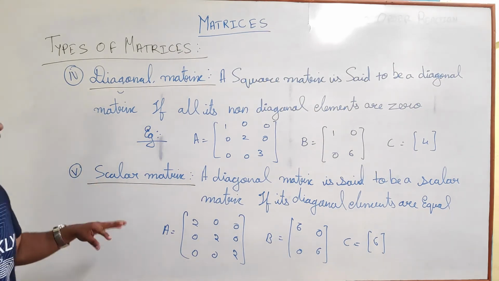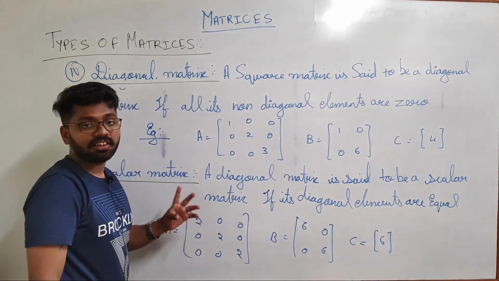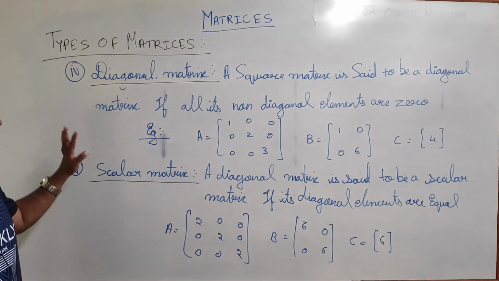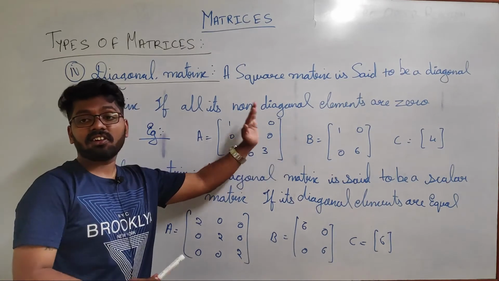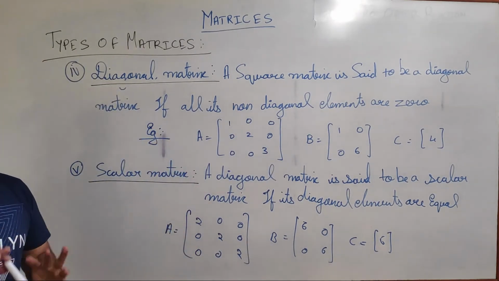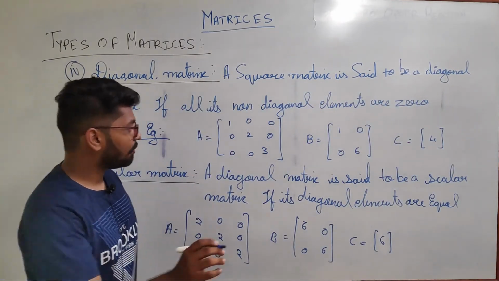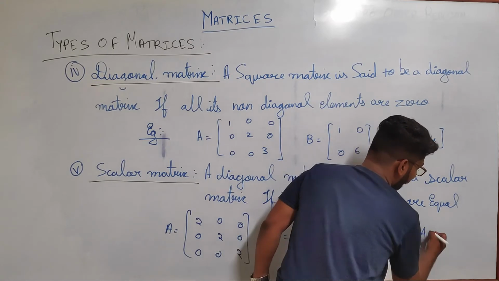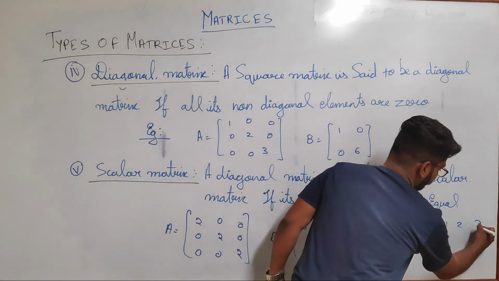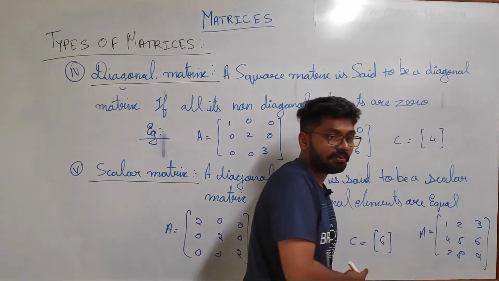So diagonal matrix, what does it say? A square matrix is said to be a diagonal matrix if all its non-diagonal elements are 0. So first, we will understand what diagonal elements are. So suppose you have a matrix A like this: 1 2 3 4 5 6 7 8 and 9. So this is a square matrix.